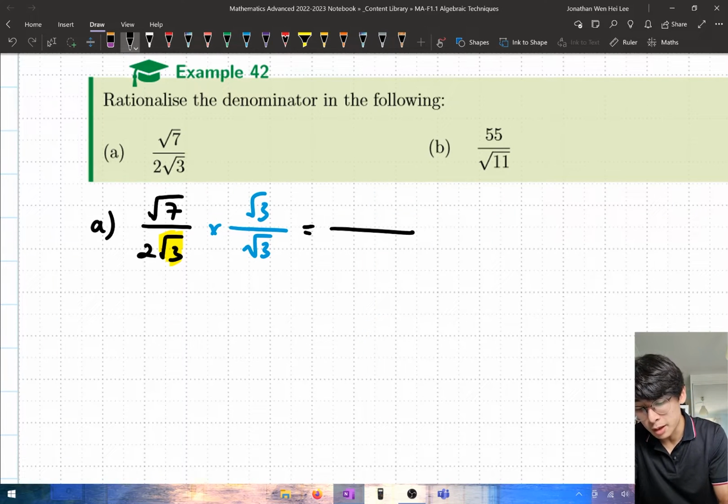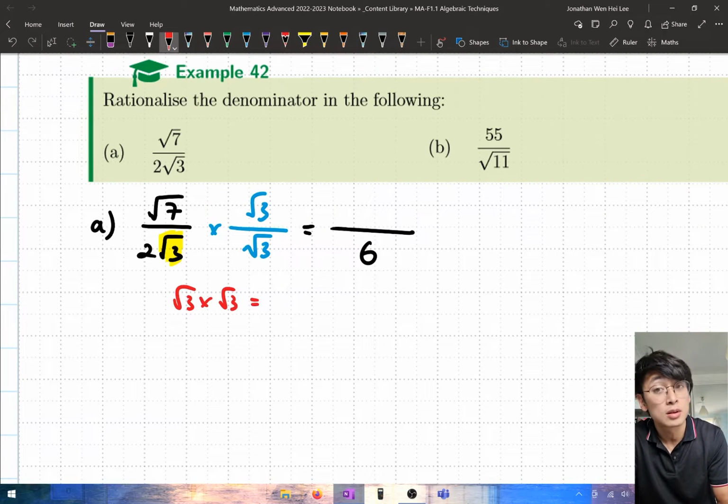So here, if I multiply by square root 3 at the bottom, I get 2 square root 9, and square root 9 is just 3. So this just becomes 6. You can think of it as when we multiply surds, if I do 3 times square root 3, that just cancels the square root sign and we just get 3 left over.